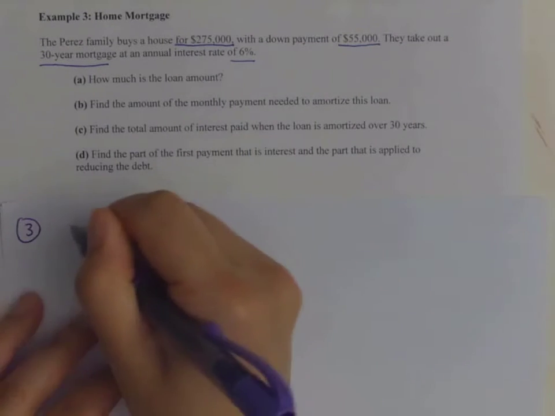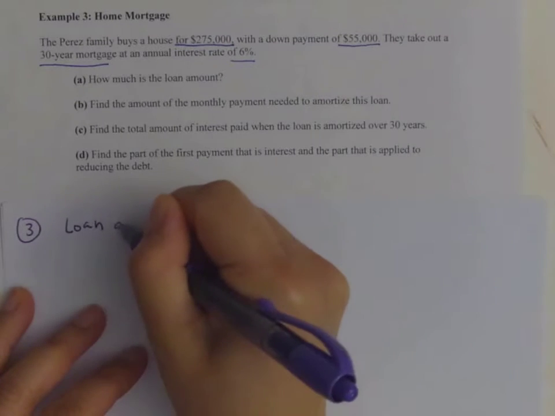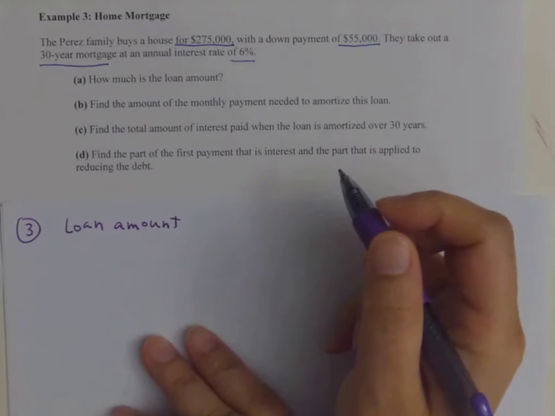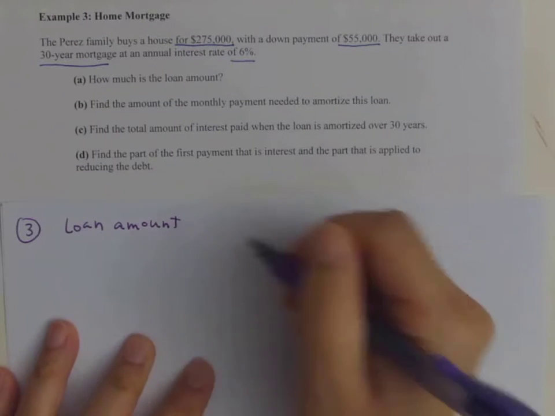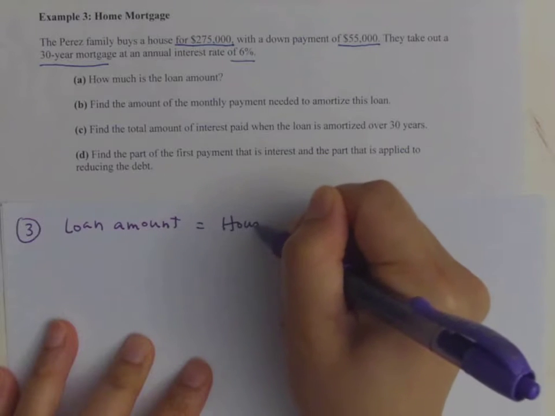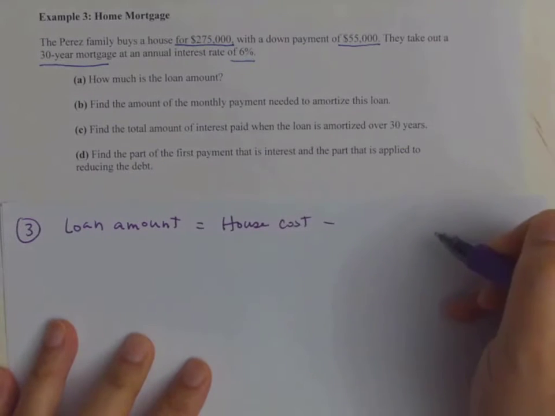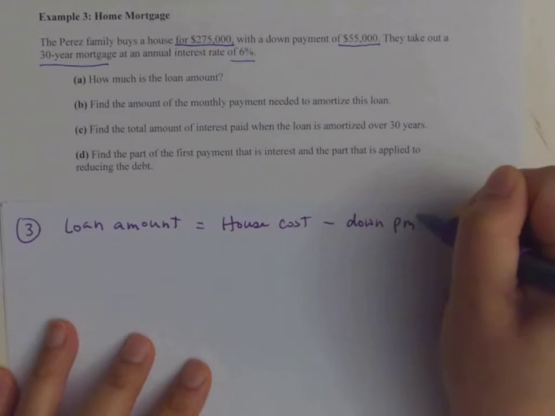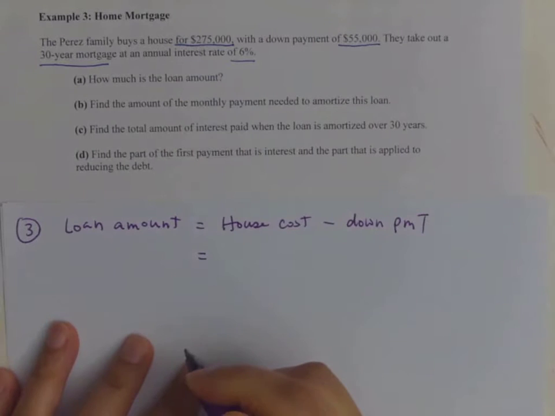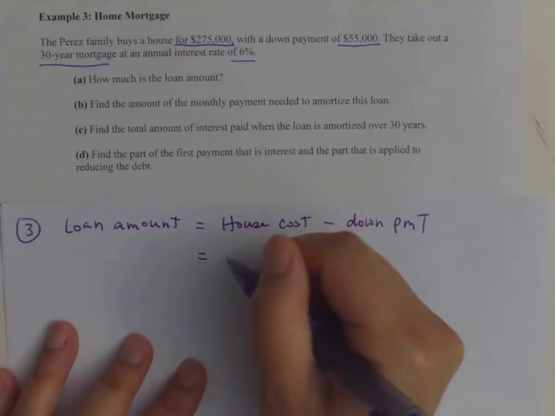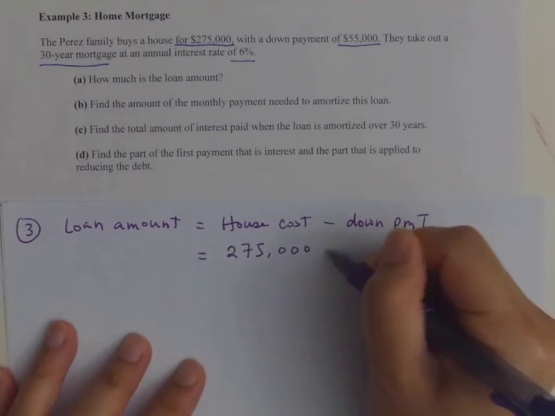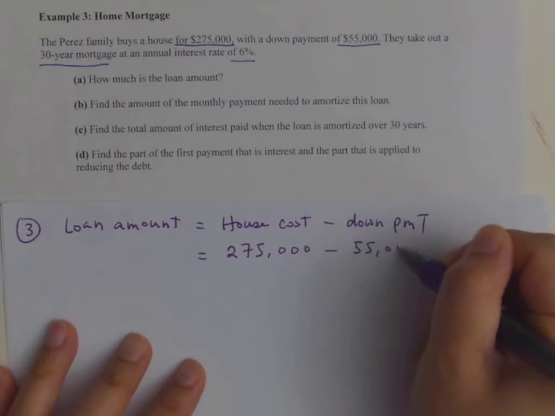So the loan amount is going to be how much the house costs, subtracting your down payment. See if you can find the loan amount for me, please. You can pause the video and try. It should be 275,000 subtracting 55,000.